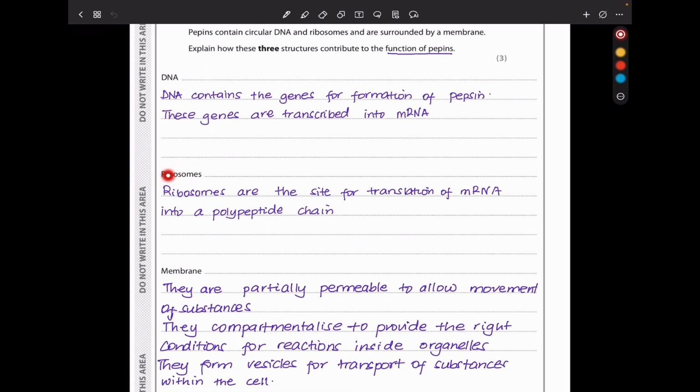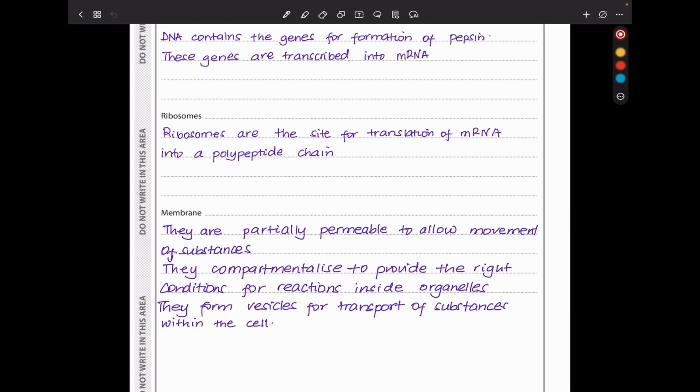And then they contain ribosomes. This is where protein synthesis is going to occur, so the ribosomes are the site for the translation of the produced messenger RNA into a polypeptide chain, which is going to be the protein. And then they contain membranes. This means they are partially permeable to allow movement of substances. Some of these membranes are to compartmentalize so that specific conditions are provided for reactions to occur inside organelles. Also for formation of vesicles that enable substances to be transported within the cell or to the outside of the cell.